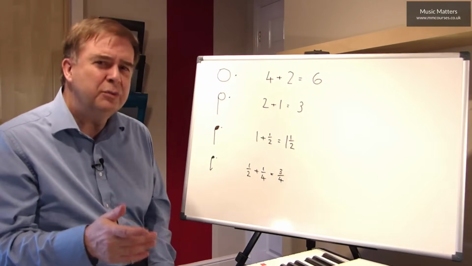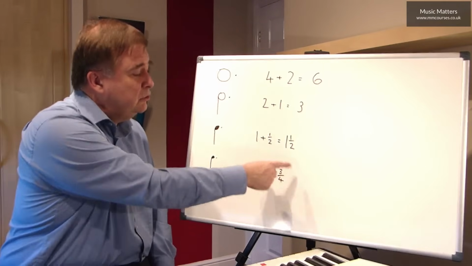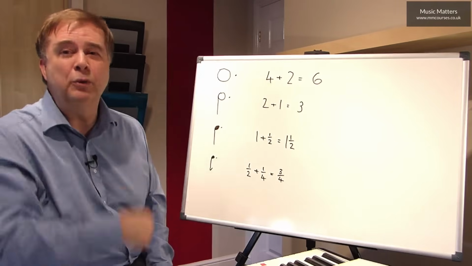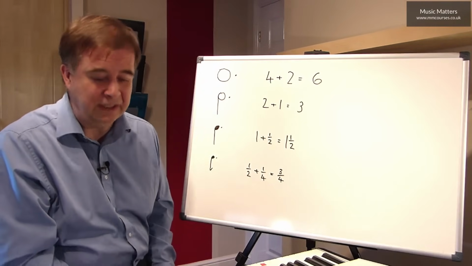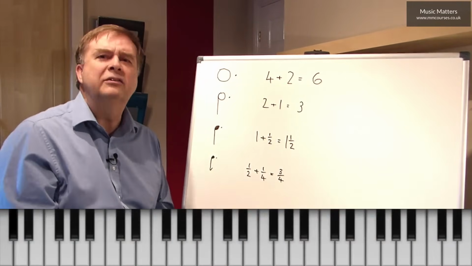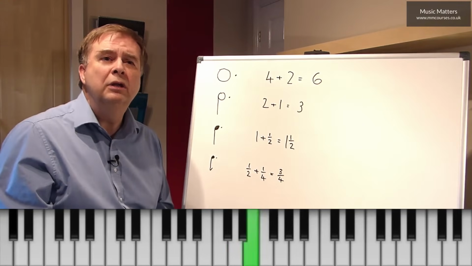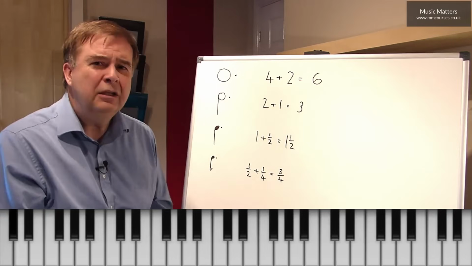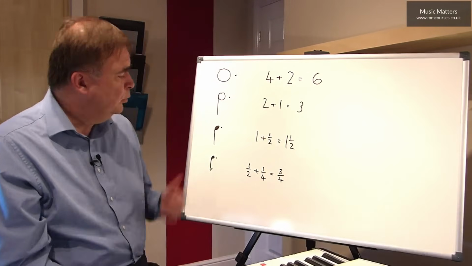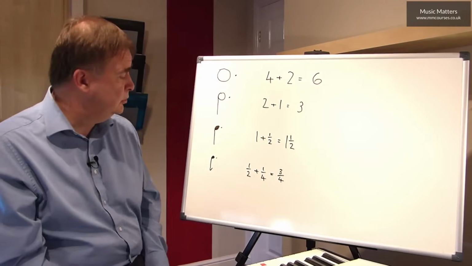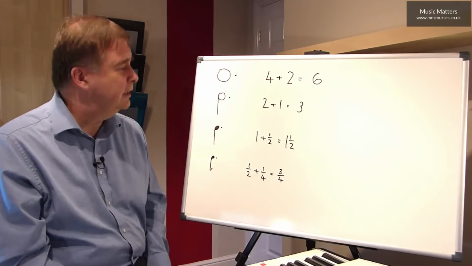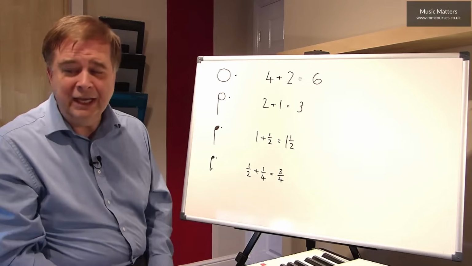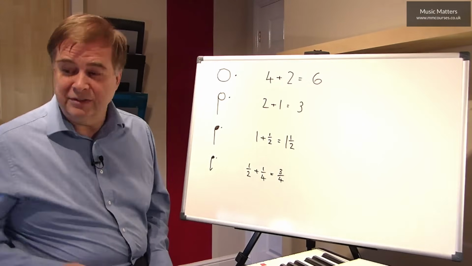So if a semiquaver's worth a quarter, you can see that the three quarters from the dotted quaver plus a semiquaver gives you a whole beat. And that would sound like this. One, two, one, two, one. So they're, again, quite common in music. Well, you could go on, couldn't you, and do a dotted semiquaver and so on. As long as you can deal with your fractions, you've got the idea as to how the note values actually work.